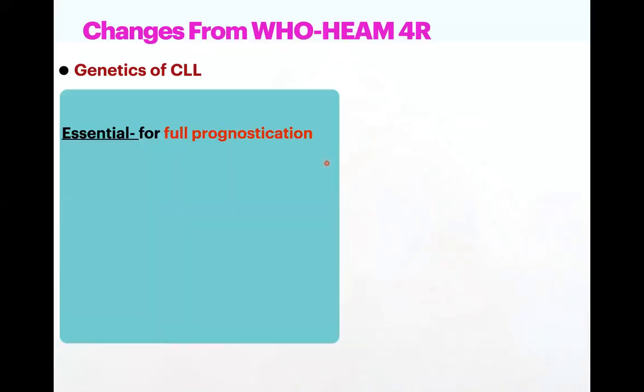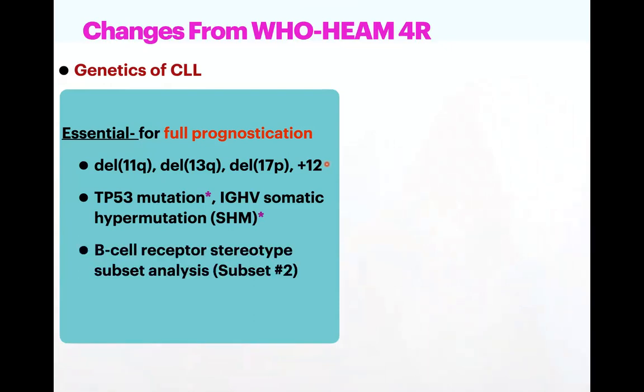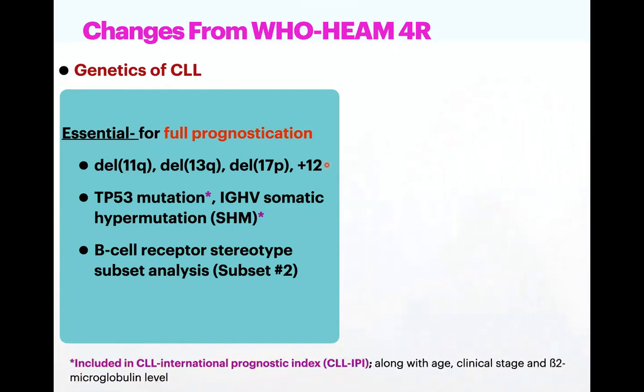So the genetics of CLL also has been properly described. Again, it has been subdivided into essential and desirable. Essential are those genetic features which are required for the full prognostication of CLL, and that includes cytogenetic markers like deletion 11q, 13q, 17p, and trisomy 12, while the mutations include TP53 mutation and IGHV somatic hypermutation, and the B-cell receptor stereotype subset analysis, particularly subset 2, which has been associated with an adverse prognosis.